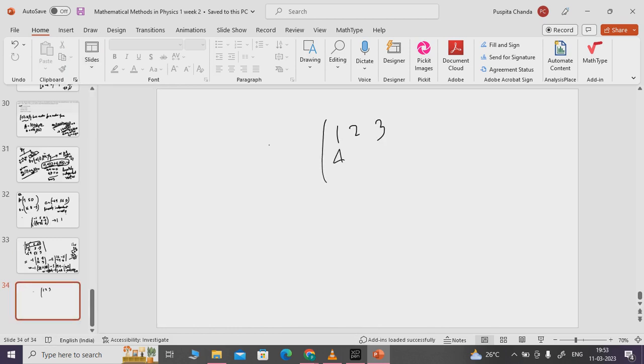Like in 1, 2, 3, 4, 5, 6, 7, 8, 9, what you can see is there is a difference of 3, right?